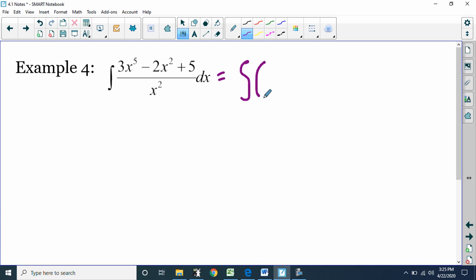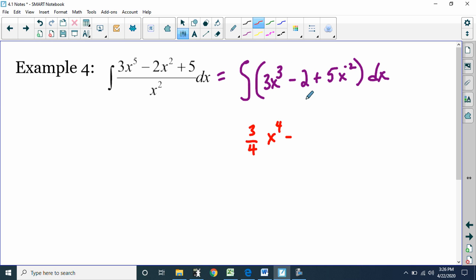And when we divide, we subtract exponents. Negative 2x squared divided by x squared. X squareds would cancel, and I just get minus 2. And then I have plus 5 divided by x squared, which I can write as 5x to the negative second. And now the problem looks very similar to some other ones that we've done. We can add 1 to the exponent and divide by that guy there.